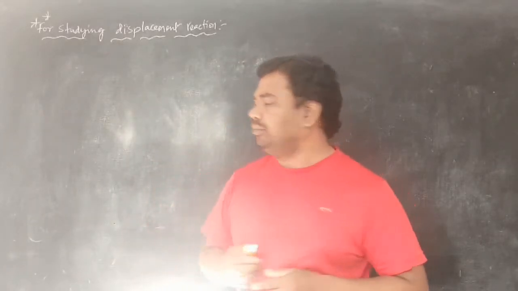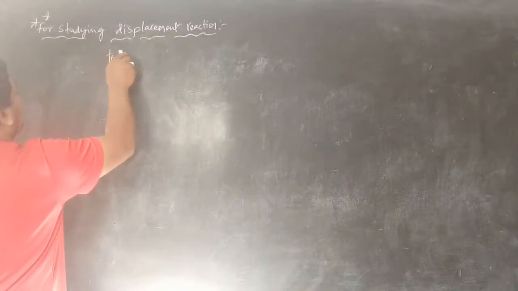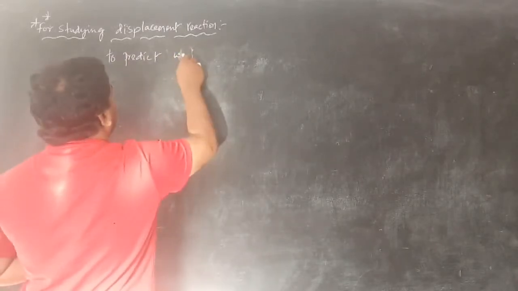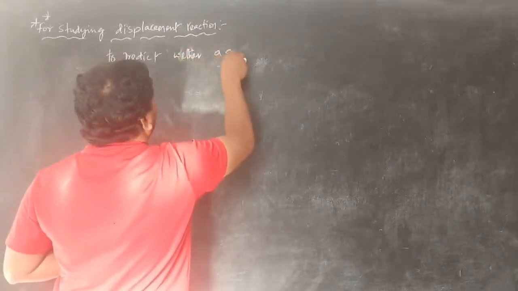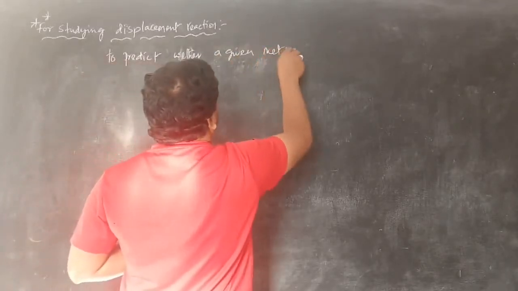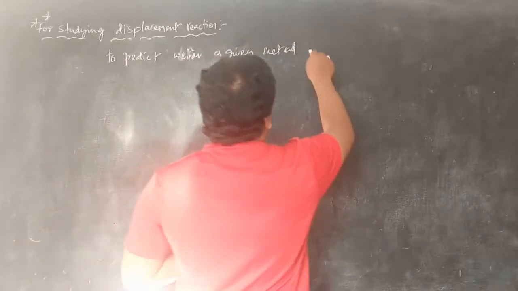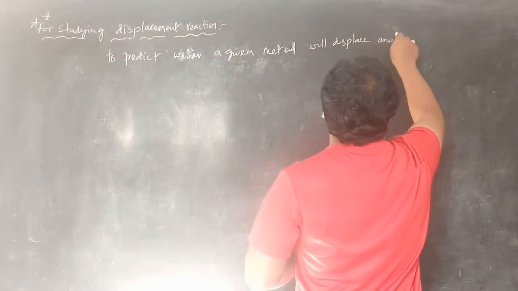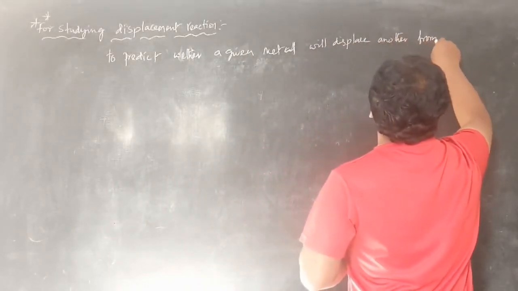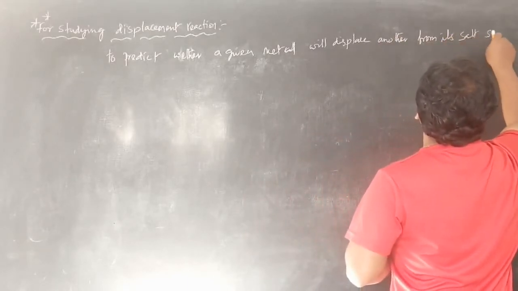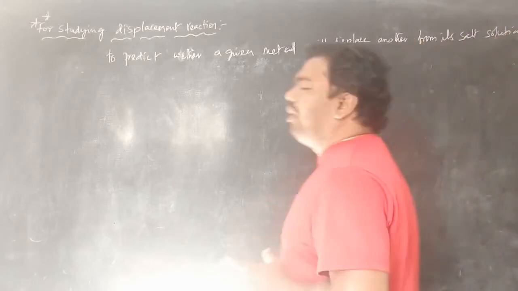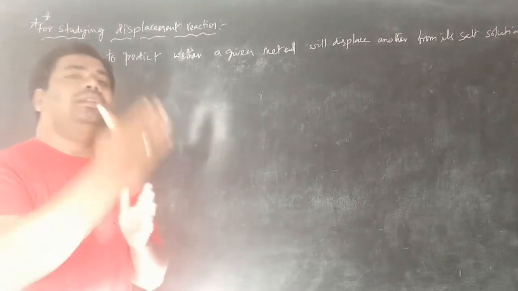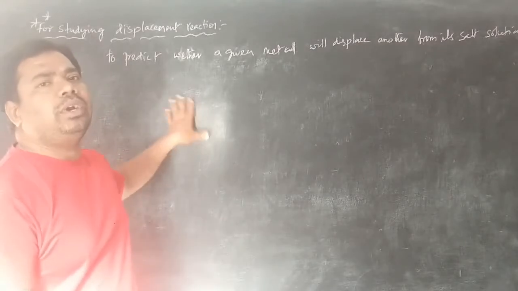So here, what it means is to predict whether a given metal will displace another metal from its salt solution. This is very important. So here we will predict which metal displaces another metal from its salt solution. This is a very important concept, students.